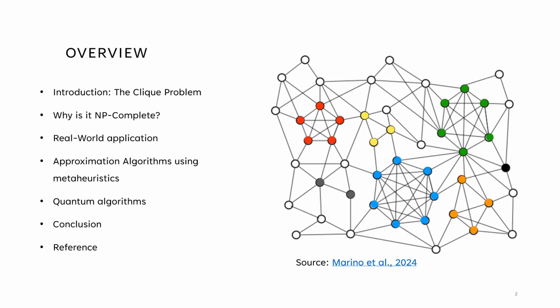Here's an overview of my presentation. I'll begin with an introduction to the clique problem, detailing its definition and why it is classified as an NP-complete problem. Next, I will highlight its real-world applications to demonstrate its practical relevance. I will then explore approximation algorithms, particularly focusing on meta-heuristic approaches. Following this, I will discuss quantum algorithms, including their potential advantages and challenges. Finally, I will wrap up with the key takeaways from the discussion.